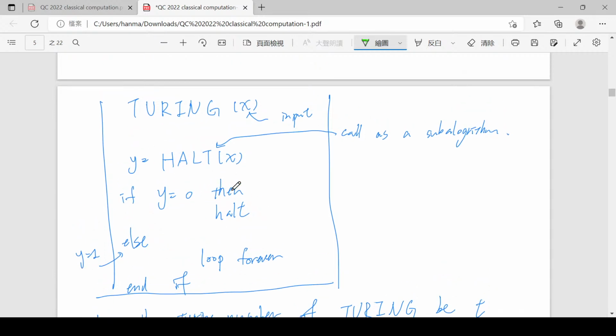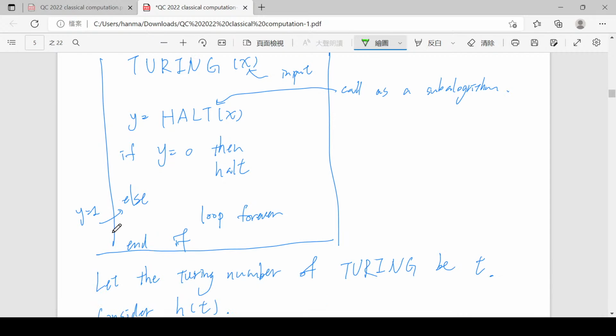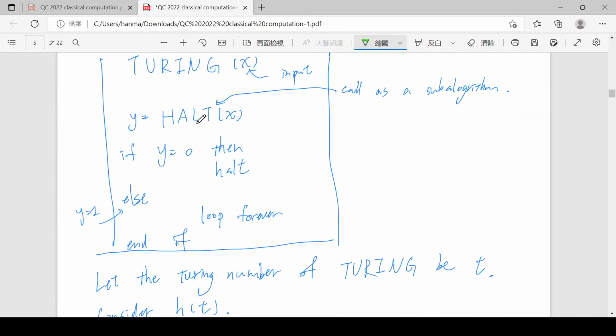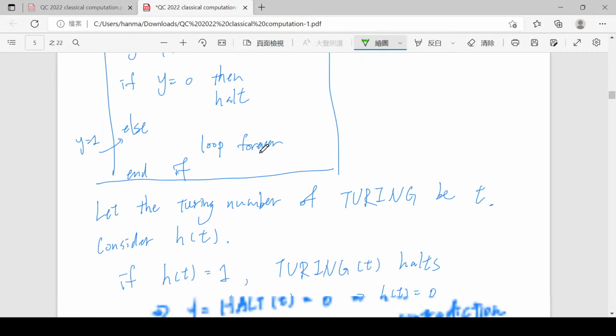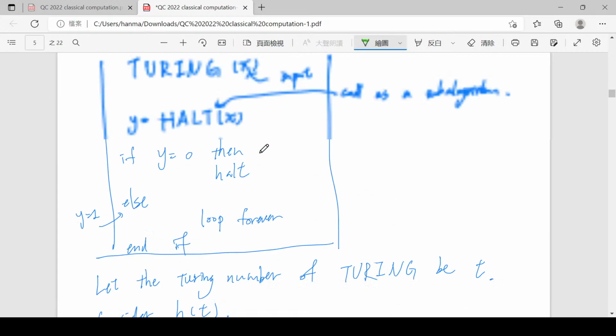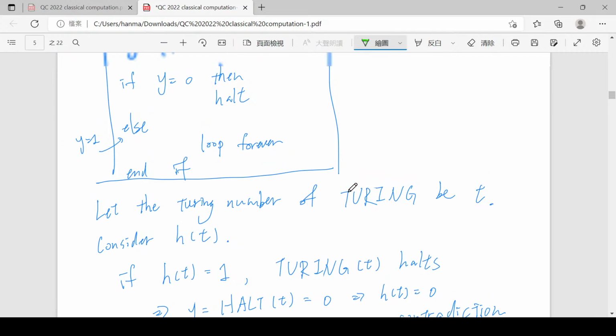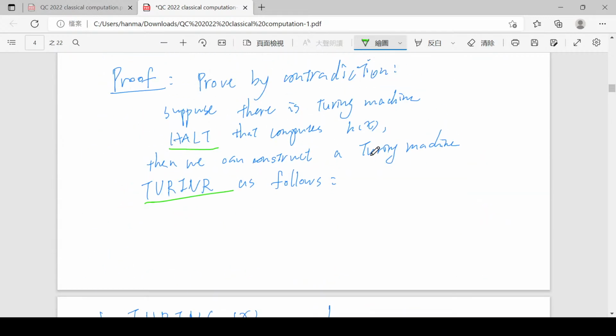If y equals 0, then this Turing x will just halt. But otherwise, if y equals 1, then this Turing x will loop forever. So it's very simple. It basically does halt, and depending on whether the halt answer is 0 or 1, it does the reverse thing. So why does this create a contradiction? Now we consider what happens if we put this Turing back into halt, basically.